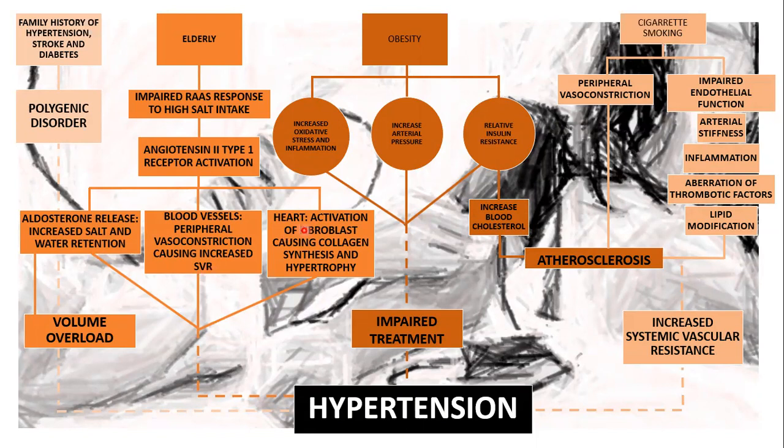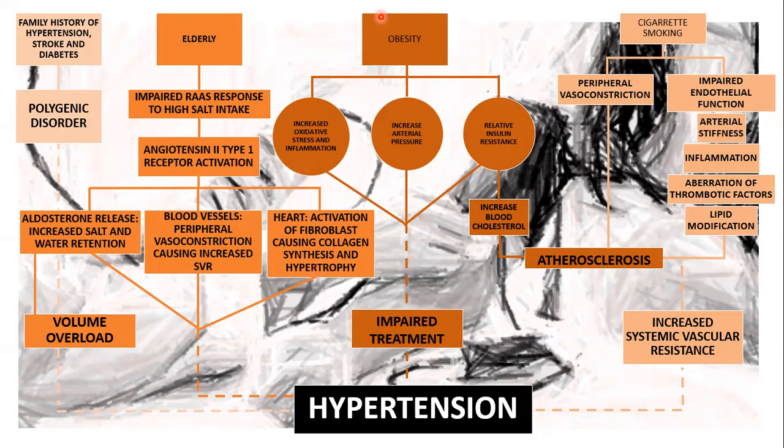As for the heart, there will be activation of fibroblasts, causing collagen synthesis and hypertrophy. So there would be an involvement of the heart, which could lead to left ventricular hypertrophy, or it could be asymptomatic. For the heart would adapt to the chronic increase in peripheral resistance.